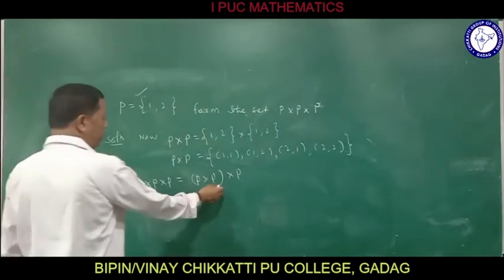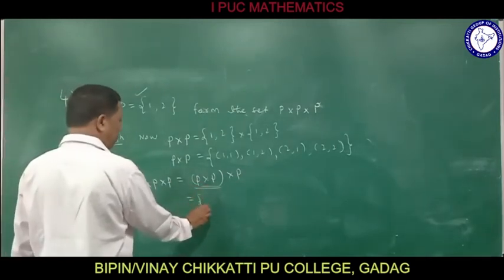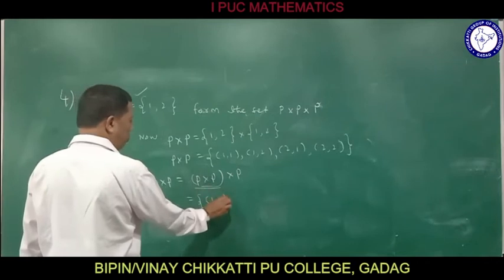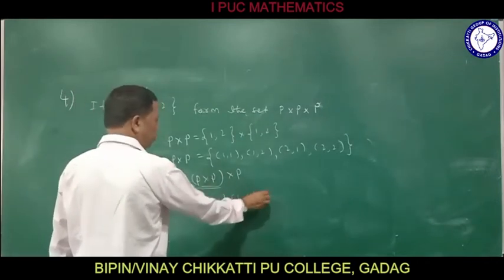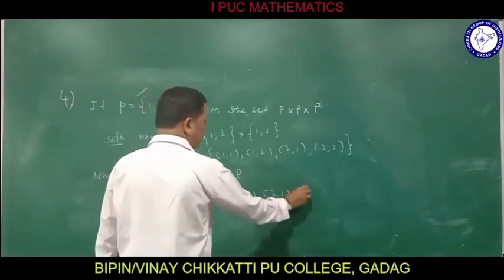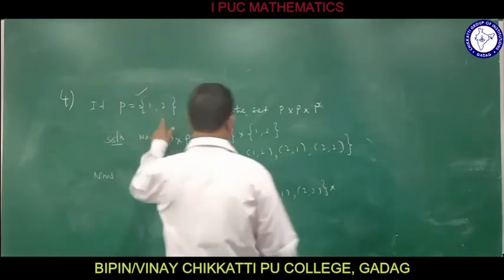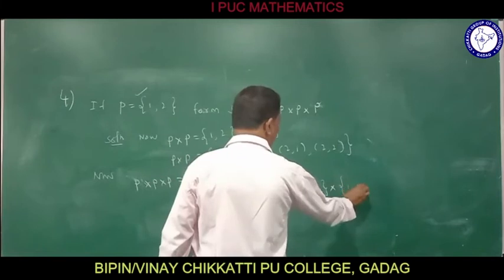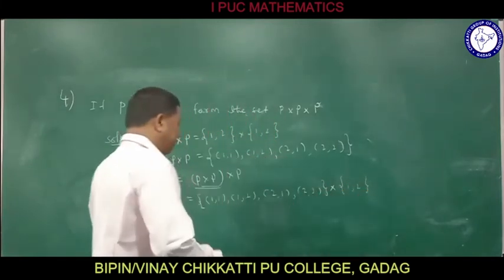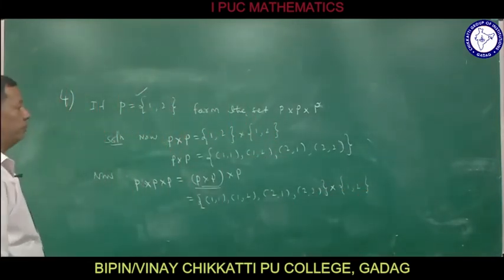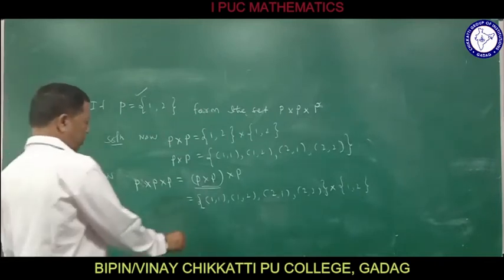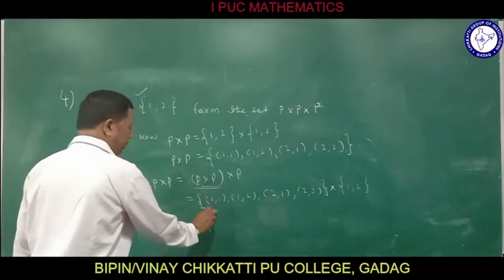So what is P into P? Here you see P into P is {1,1}, {1,2}, {2,1}, {2,2}, into P is {1,2}, {1,2}. So now you have to find out how to multiply this. Looks easy going for you.